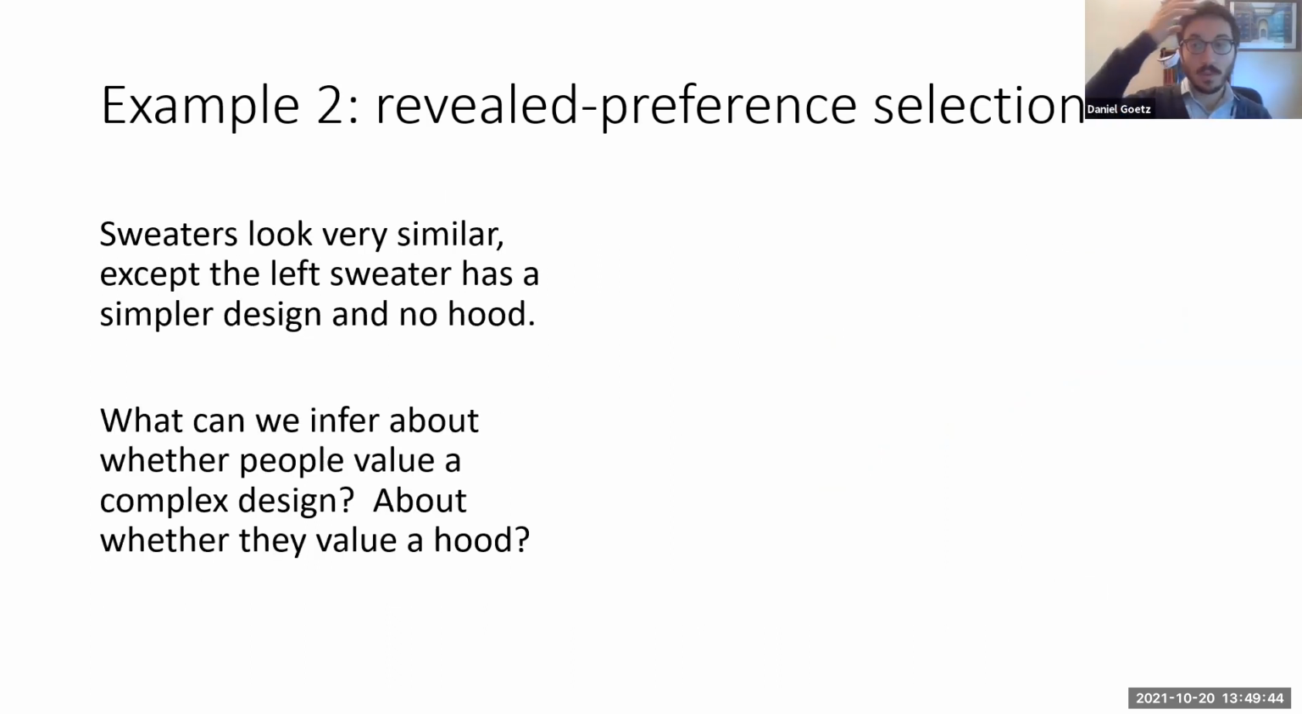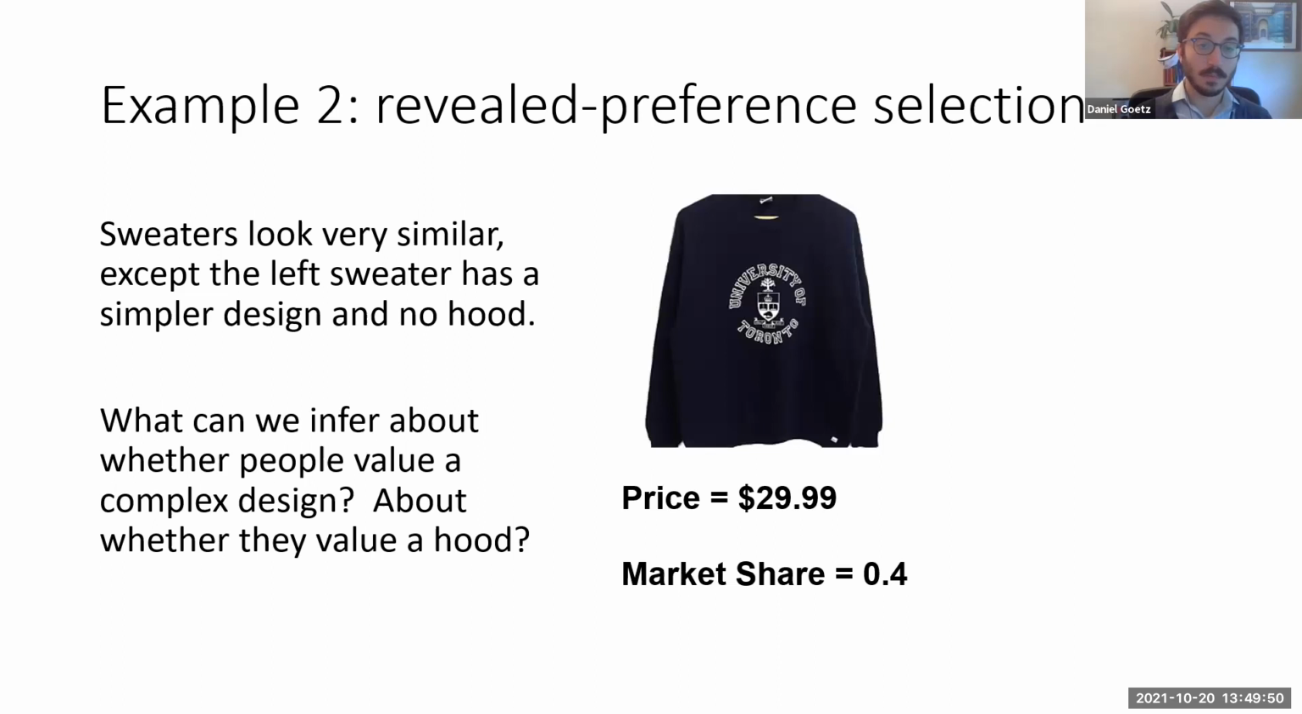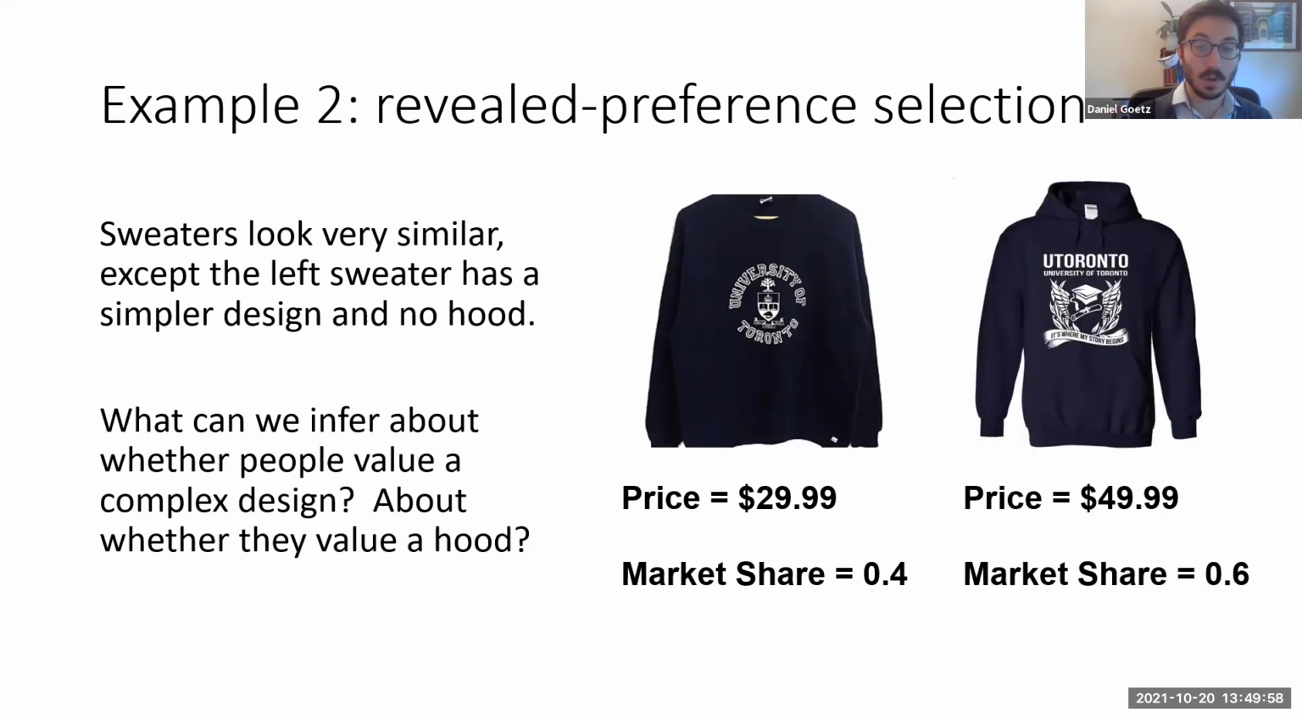Okay, another example. Here we have two sweaters in the UTM University store. We have this one, which has a simple design and no hood. And then we have this one, which has a more complicated design on the front, and it does have a hood, okay? The left one is $29.99 and has 0.4 market share, so it's 40% of sales. And the one on the right is $49.99, and it has 0.6 of the market, so 60% of sales, okay? So what can we infer about whether people value a complex design and about whether they value a hood?